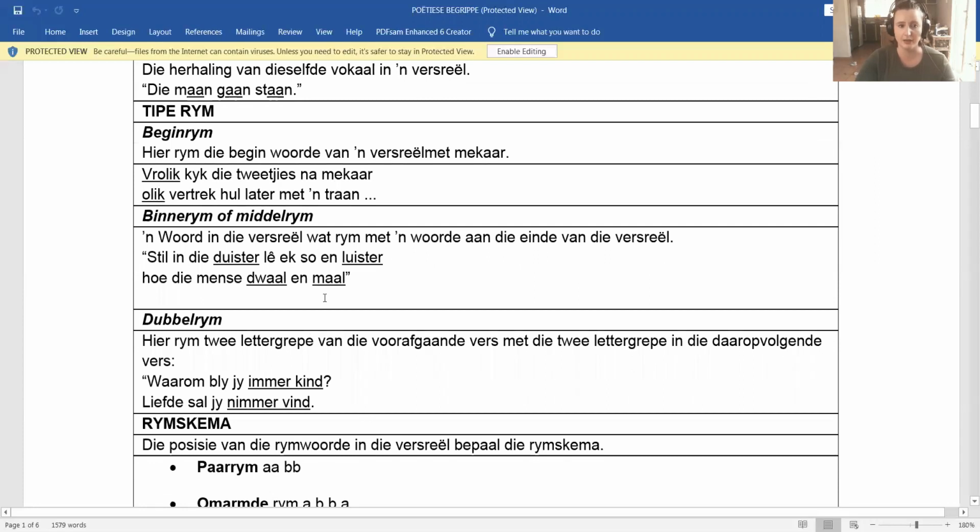Binnerym or middle rhyme. So sometimes you're going to have two words in one line that rhyme, and one is going to be in the middle, the other one is going to be at the end, okay? Stil in die duister, lê ek so en luister. So one is in the middle and one is at the end, right? Hoe die mense dwaal en maal. Again, in the middle and at the end, and we call that binnerym of middelrym.